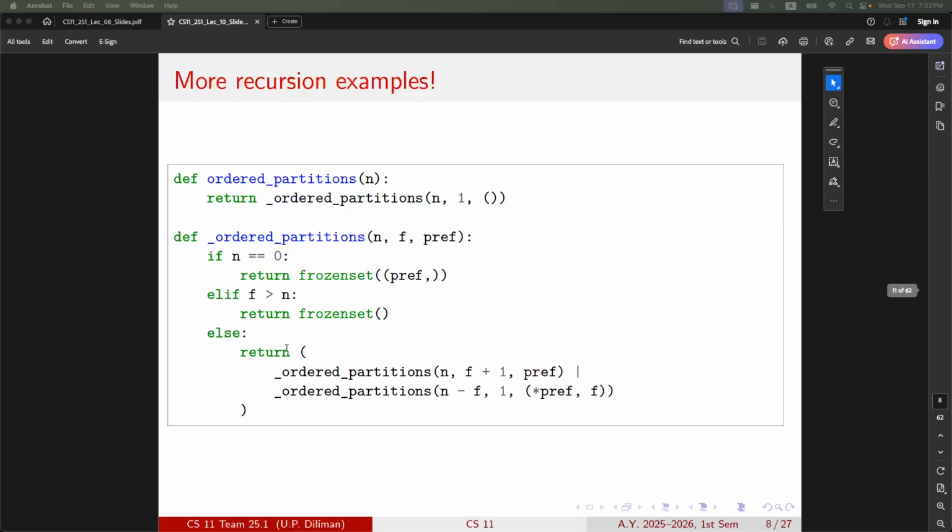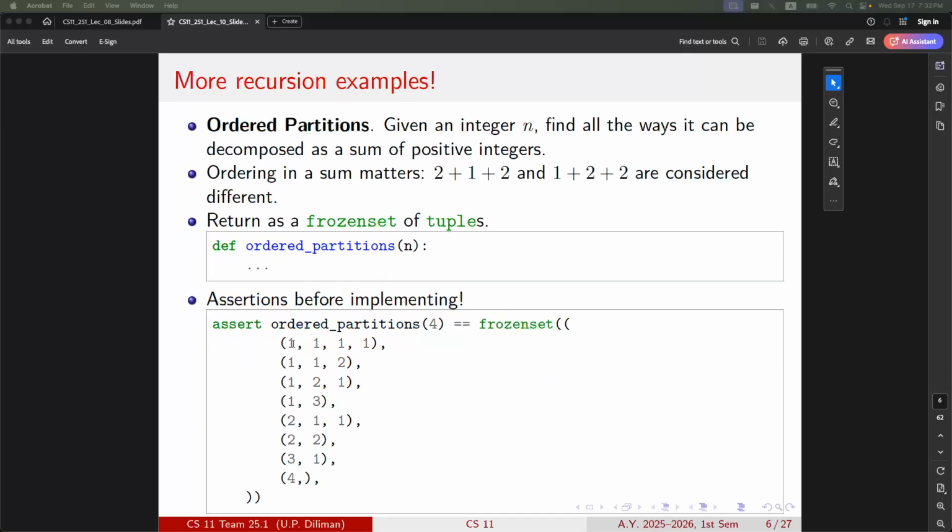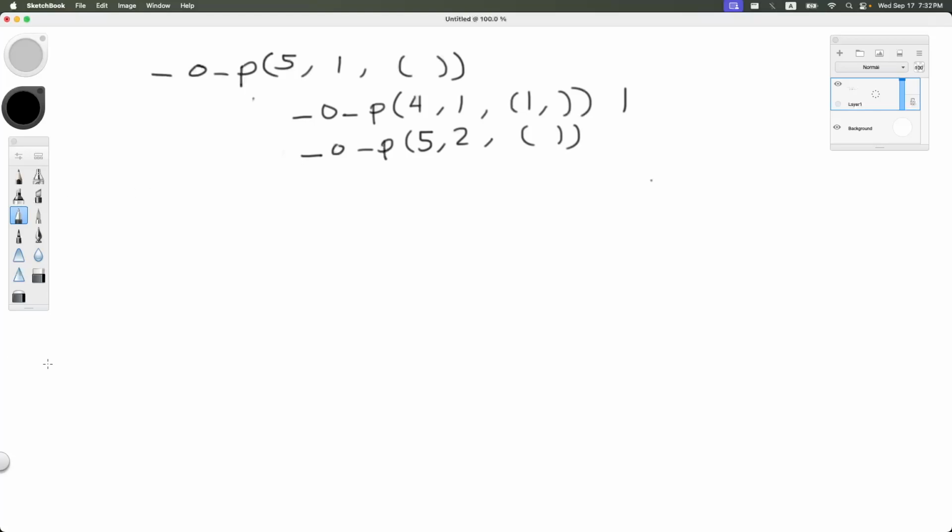Sorry. The partitions, this is 4. Okay, doesn't matter. Let's use 4 as an example. So this is 4. It should be 3, 4. Alright. Okay.